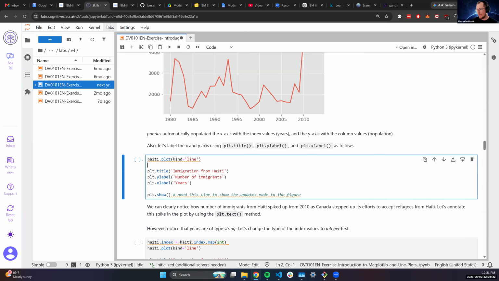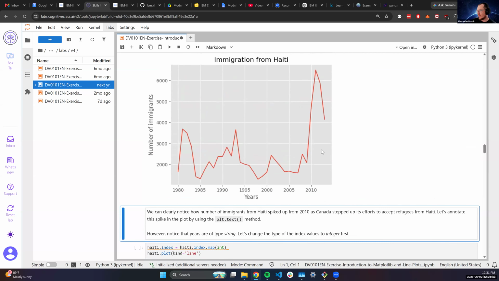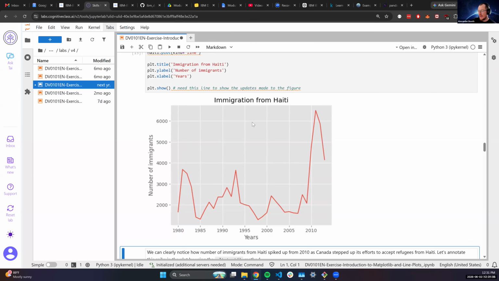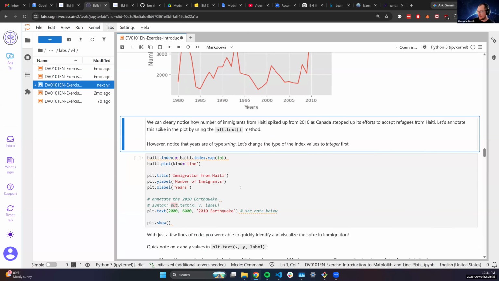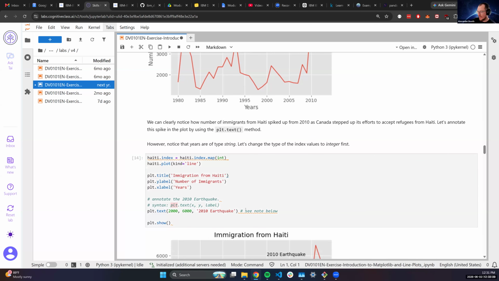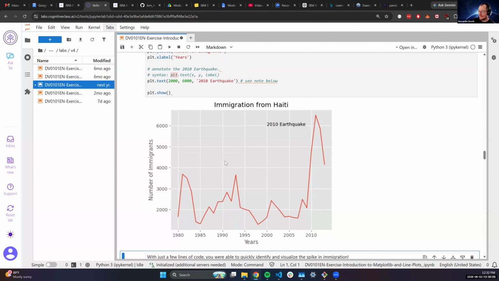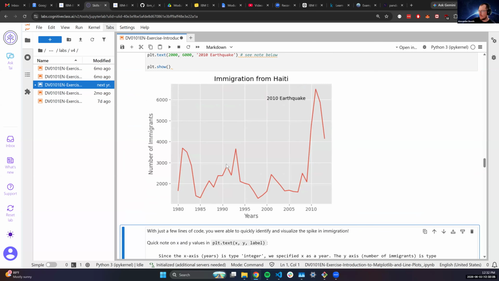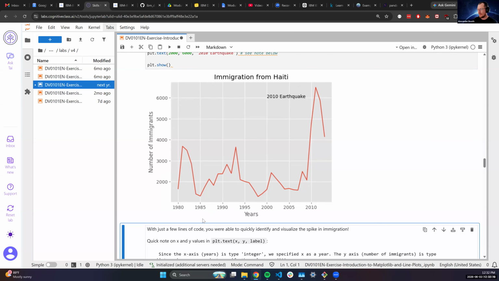All right, so let's clean this up. I like being more specific with my plots. So we're going to use Pandas plot as a line chart. Then we're going to use Matplotlib to add in our titles and labels, and then we'll show the graph. So there we go. Notice my labels here, and it also rendered really quickly. We're going to add an annotation to highlight the 2010 earthquake. And now with just a few lines of code, we're able to make and tell a pretty compelling story here in terms of immigration and other global catastrophes that can cause that spike in terms of refugees.